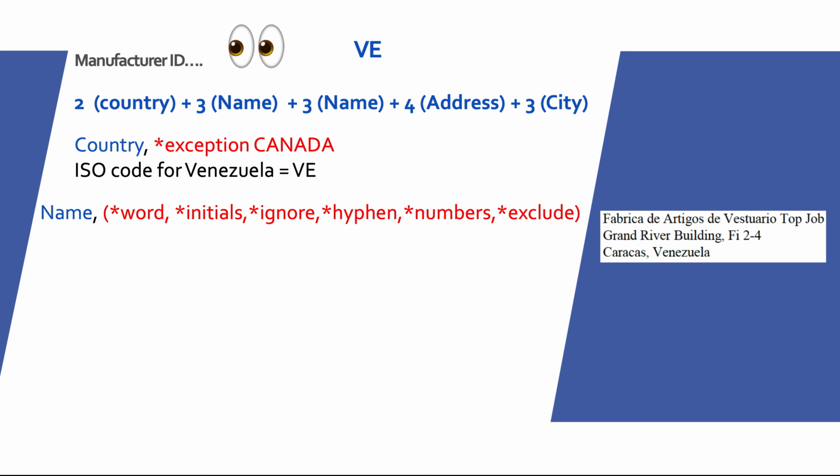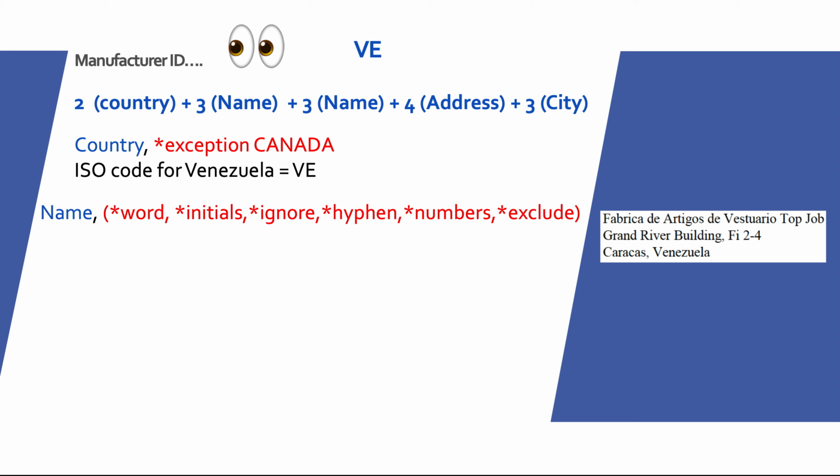Like in Macau, a lot of textile factories start with the same words, Fábrica de Artículos de Vestuario, which means factory of clothing. So you have to ignore that. In Indonesia, they begin with the prefix PT. Ignore that. In Russia, they use other prefixes such as JSC, OAO, OOO, and ZAO. We have to ignore those altogether and do not include them in the manufacturer ID. For us, it does apply.